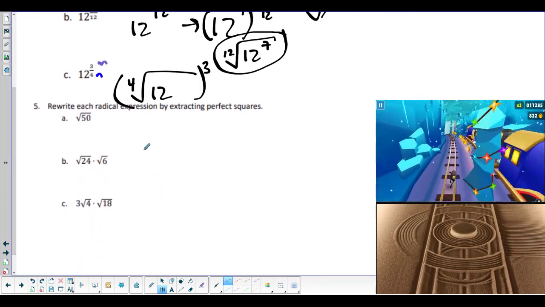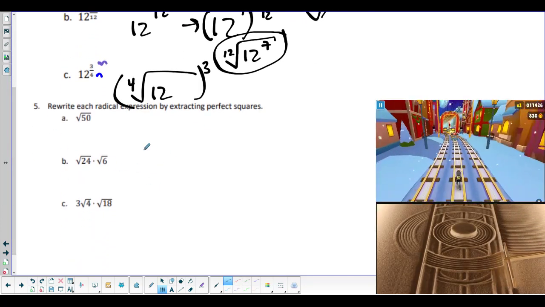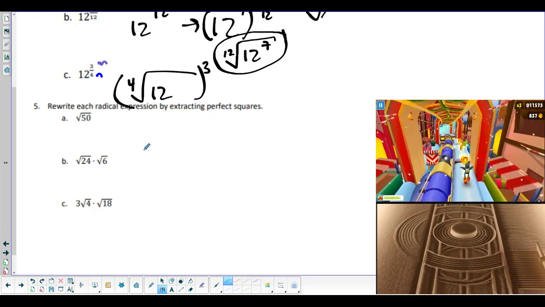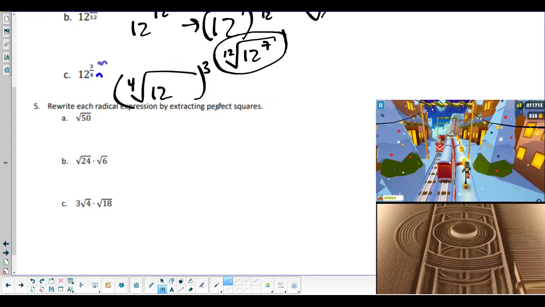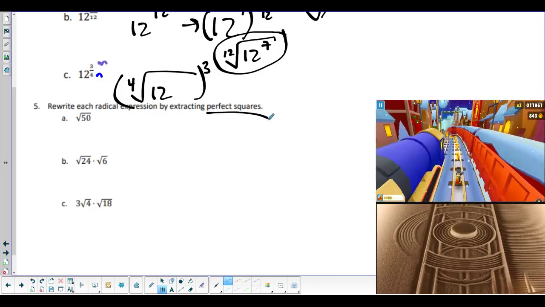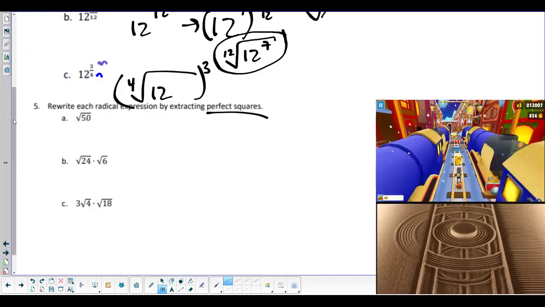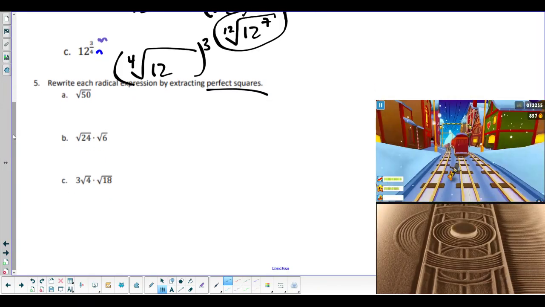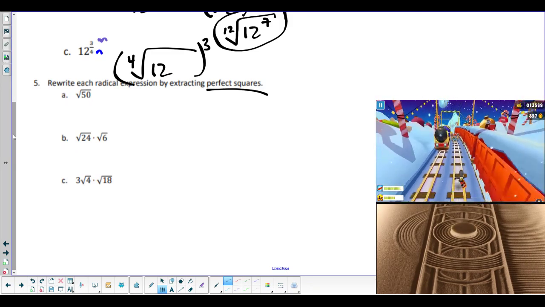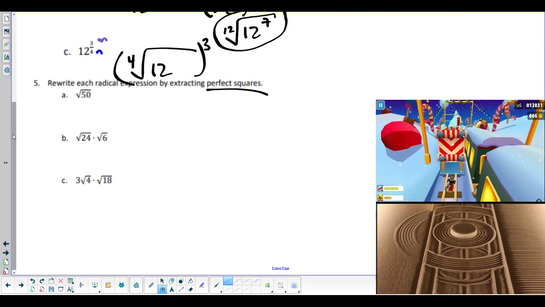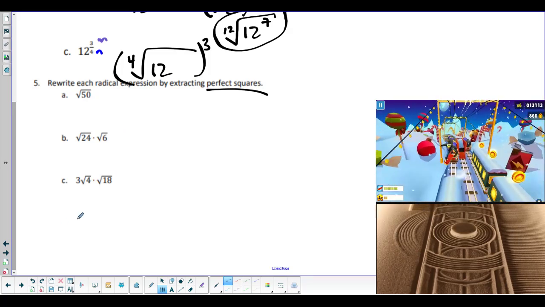Next up, we have something that's also a little bit different, but same idea with these radical rules. We want to simplify, but this time we're going to do it by extracting perfect squares, okay? My biggest tip to you, and I will have a list of the first 10 perfect squares on the board, but if you need help memorizing them, here's a quick list.